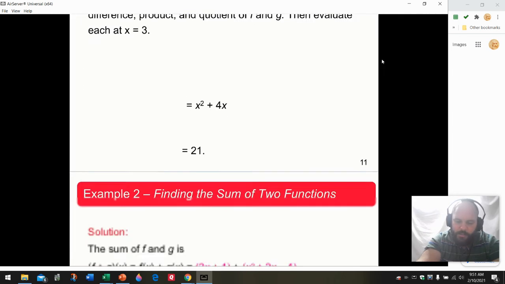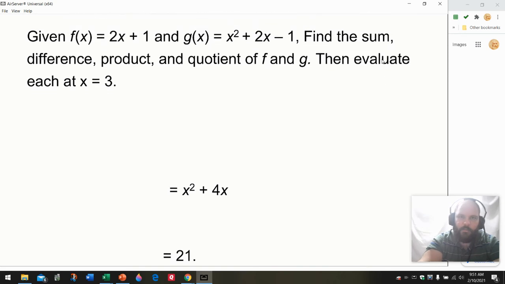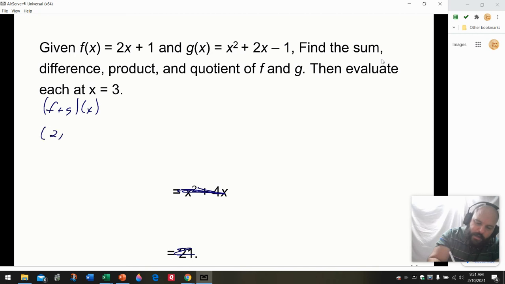So we're going to do pretty much the same thing, and it looks like I accidentally didn't get rid of those two terms, so we'll have to work around those. But as we work those, we're going to do the exact same thing as we did in the last one. So we have f plus g of x, and that is going to be 2x plus 1 plus x squared plus 2x minus 1. The like terms here are going to be the x terms and then the constants.